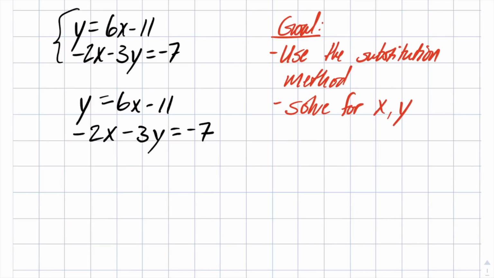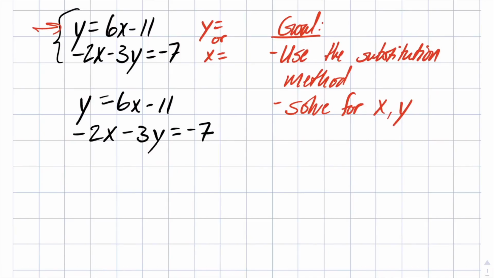So let's look at our system of equations. We have y equals 6x minus 11 right here, and then under that we have negative 2x minus 3y equals negative 7. The easiest way to substitute one thing for another is when it comes out looking like y equals or x equals. These are the easiest forms to work with. If you look at the top equation, it says y equals 6x minus 11, so we're going to work with that one.